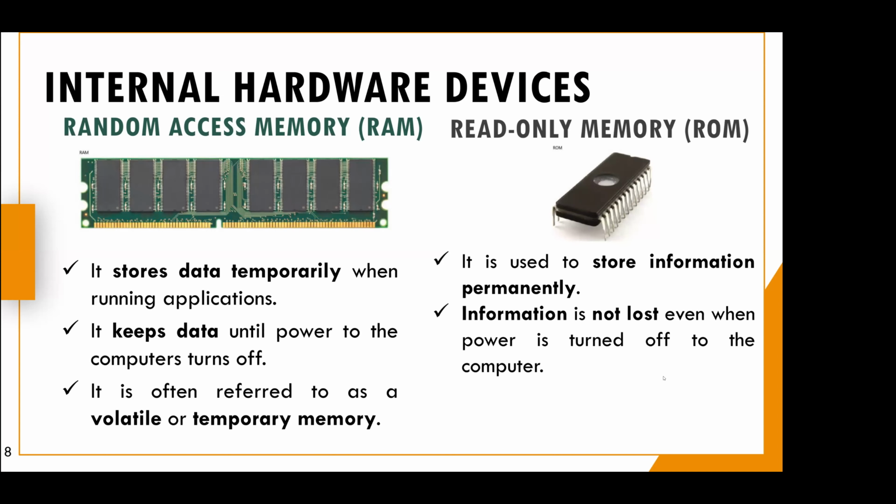RAM is often referred to as volatile or temporary memory. We said that it is temporary because when we turn it off, we can lose our information. The difference is that RAM is volatile and read-only memory is non-volatile memory. According to time, maybe I can explain more. It cannot be altered.